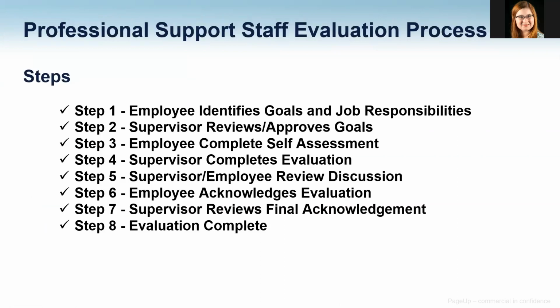These are the various steps within the professional support staff evaluation process. So as you can see, there are 8. There are actually only 7, because once the evaluation is moved into the evaluation complete step, then there's no action that is needed by either you or your employees. So the first step in the process will be for your employees to go into the system and identify their goals and job responsibilities.